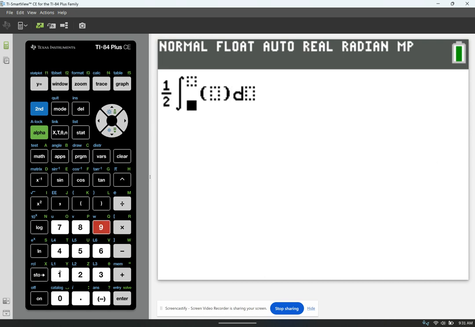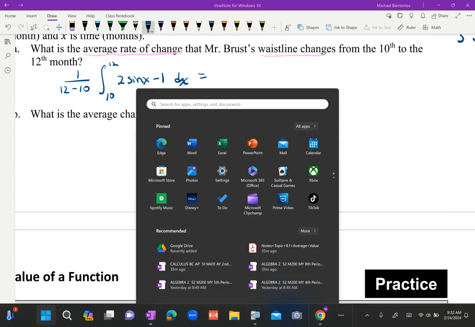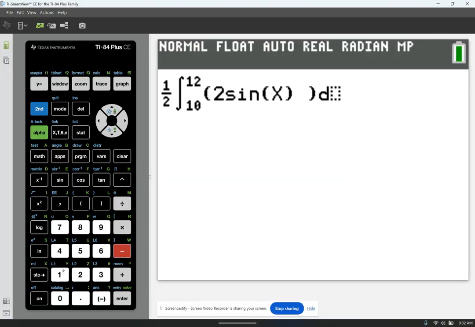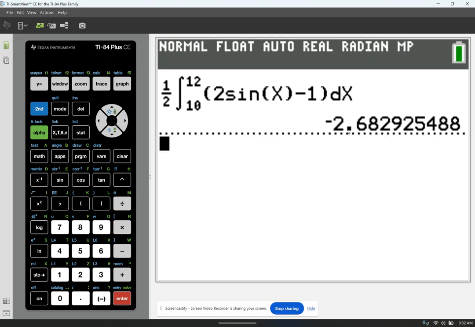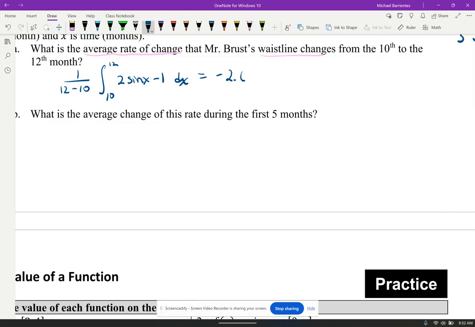9, the integral from 10 to 12 of 2 sine, oh, sorry, this should have been 10 to 12, 2 sine x, and I believe it was minus 1, 2 sine x minus 1, and that would be dx. Bammo. Negative 2.682, negative 2.683, I guess, negative 2.683.